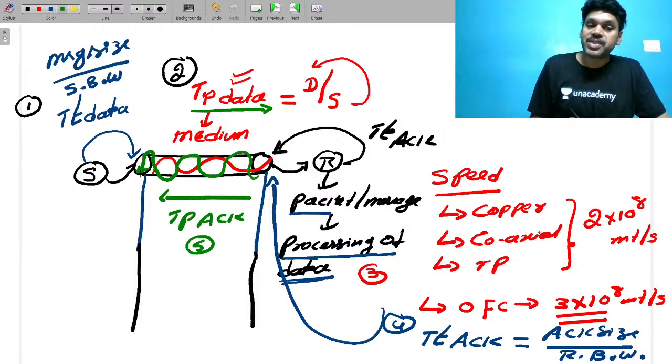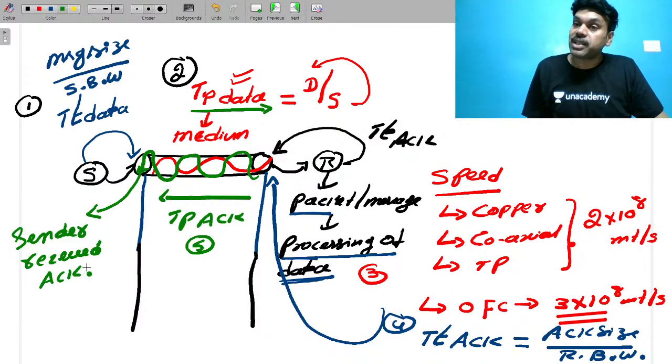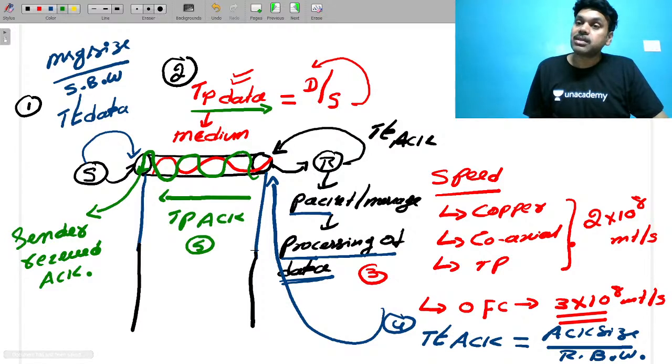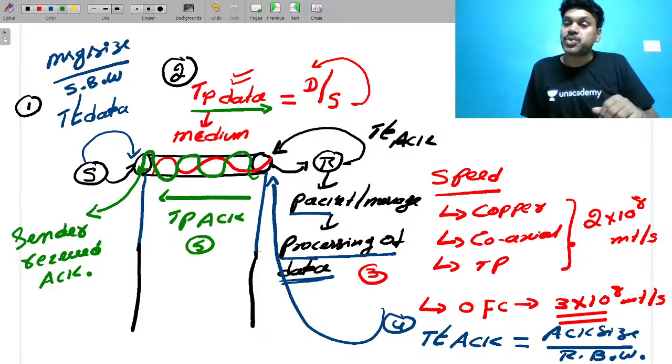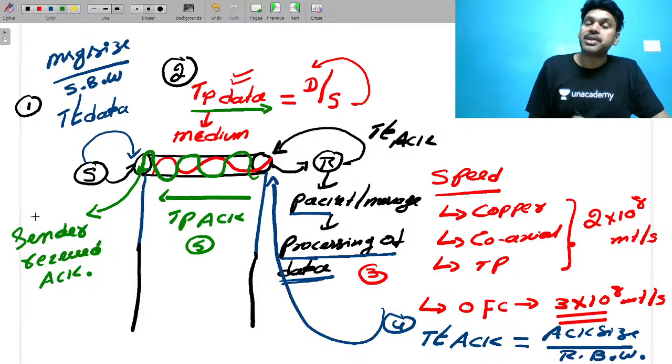Fine. So the sender receives the acknowledgement, and he will start to process it. Whether it is a positive acknowledgement or a negative acknowledgement, whether it is a piggybacking acknowledgement, or what the next frame is that I am supposed to send, all this information is available in it. So after the sender receives the acknowledgement, he starts processing it. That is the meaning of acknowledgement processing time.